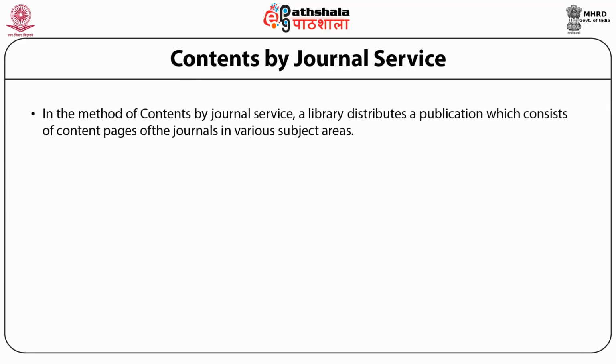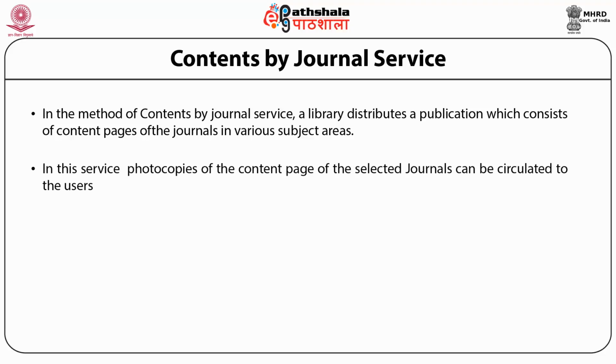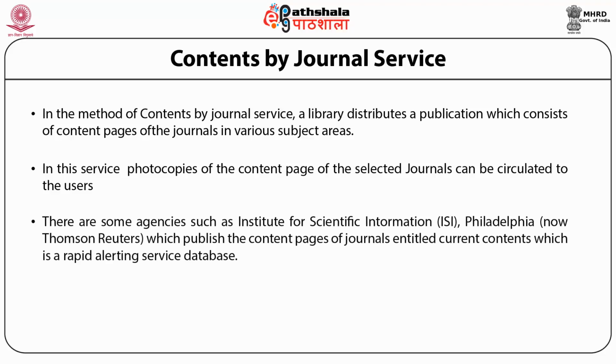Contents by journal service. In the method of contents by journal service, a library distributes a publication which consists of content pages of the journal in various subject areas. In this service, photocopies of the content page of the selected journals can be circulated to the users. There are some agencies such as Institute for Scientific Information, that is ISI, Philadelphia, now Thomson Reuters, which publish the content pages of journals entitled Current Contents, which is a rapid alerting service database.